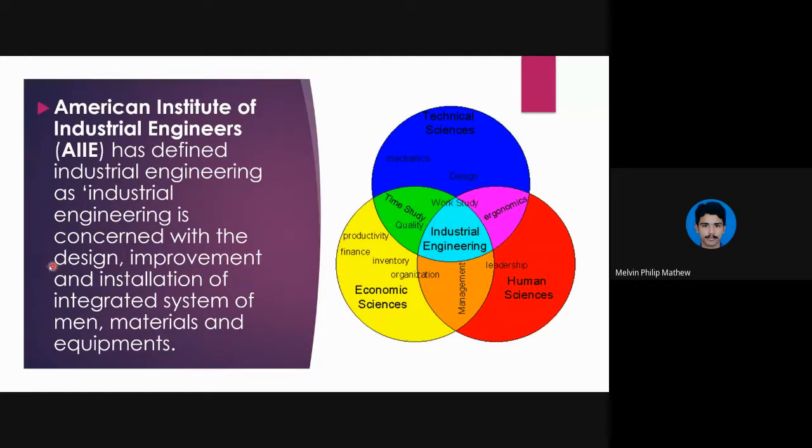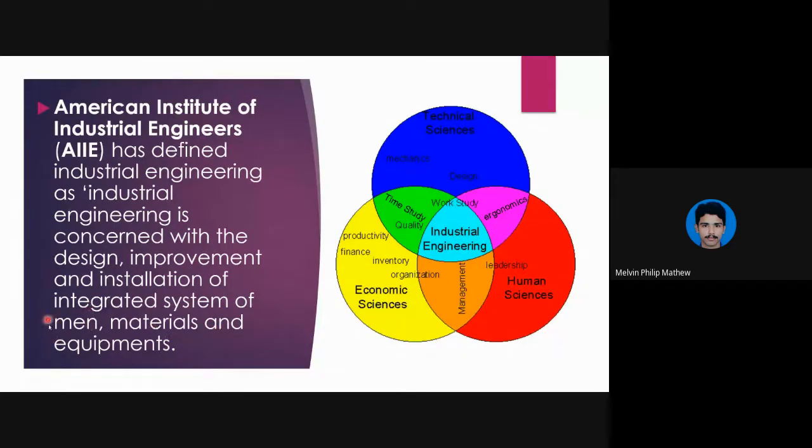we are designing a product, and after further use we are improving it based on the usage and how to reduce the human effort. So we are improving it, then installing it. First we are designing, then improving it for a better purpose and for its life, and then we are installing it in various places. And this is done by the integrated system of men, materials, and equipment.